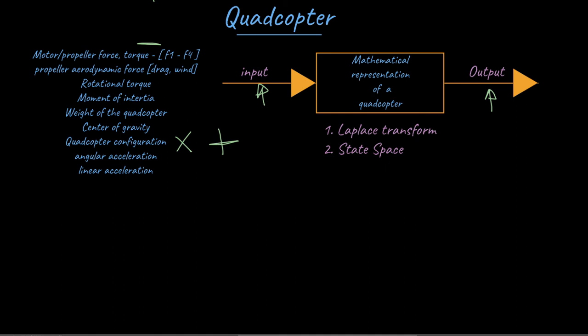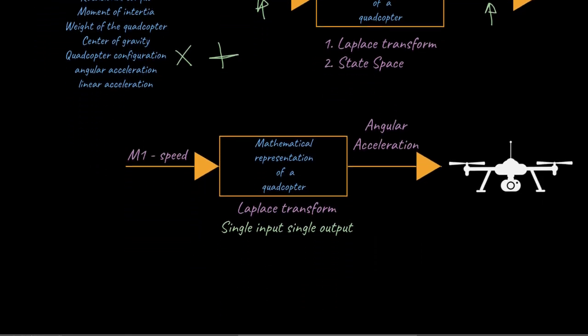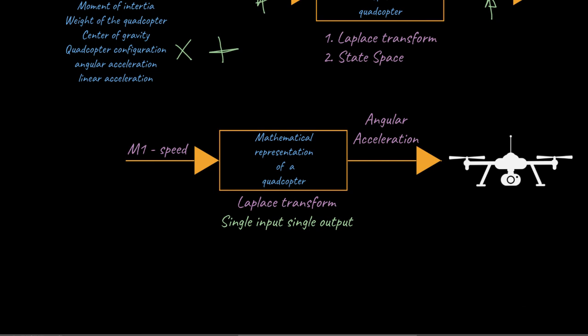So there are two different ways of representing a quadcopter. One is simpler, but it only focuses on a part of a quadcopter, whereas the other can take the whole quadcopter and put it in one equation. So let's try to understand a little bit more about what we mean by a single input, single output system. A single input would be, for example, motor 1, and we're trying to change the speed. And you want to change the speed because you really want to graph how the motor behaves across a wide range of frequencies.